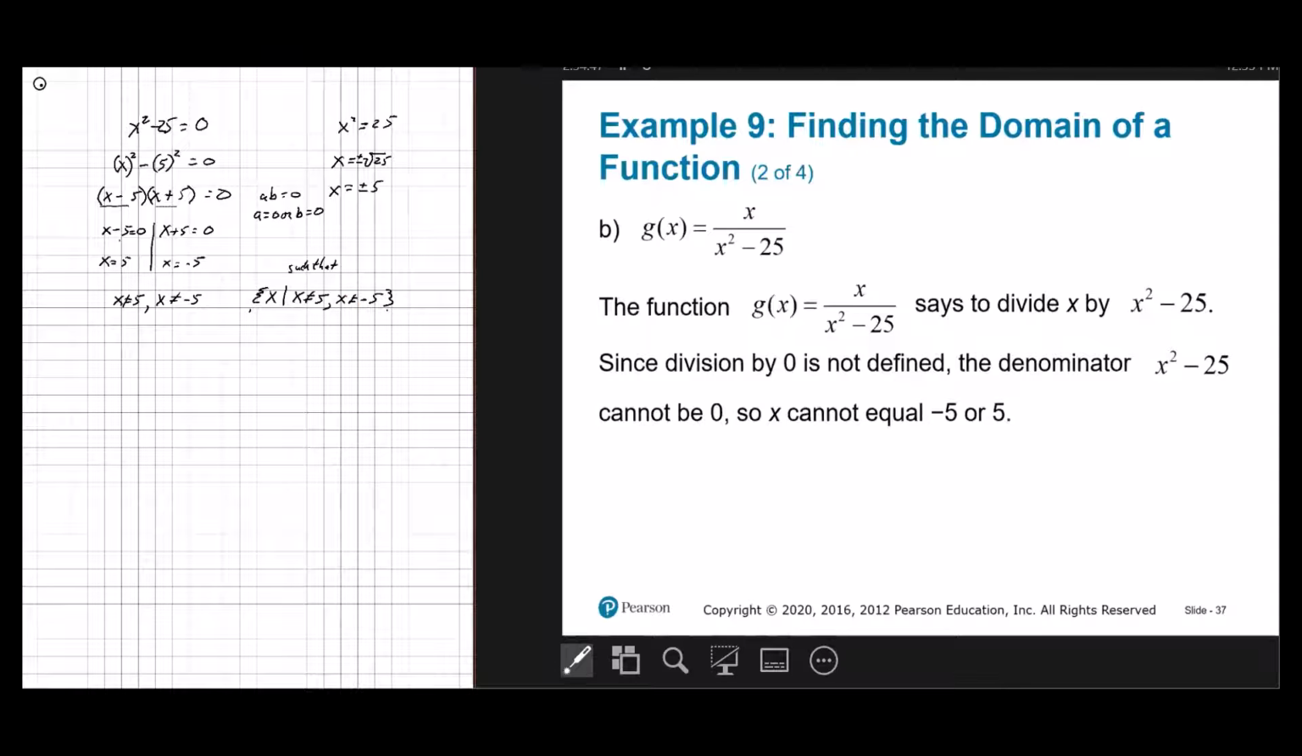I think they wrote it. Yeah, they did. They put the negative 5 first, but it doesn't matter because both of those numbers are excluded. Now, if I was to do this in interval notation, that would end up getting me 3 intervals. So we're not going to talk about that right now.